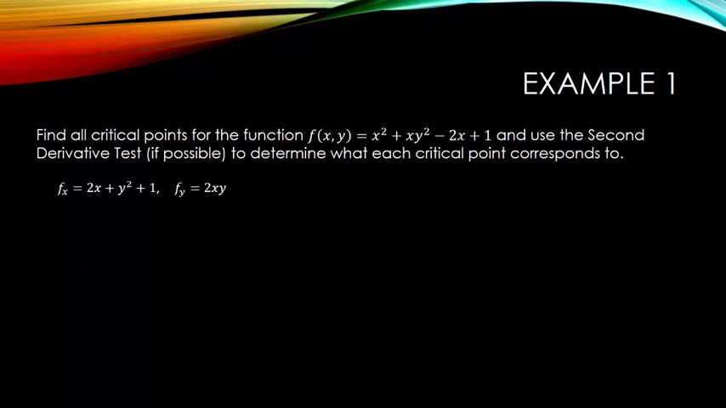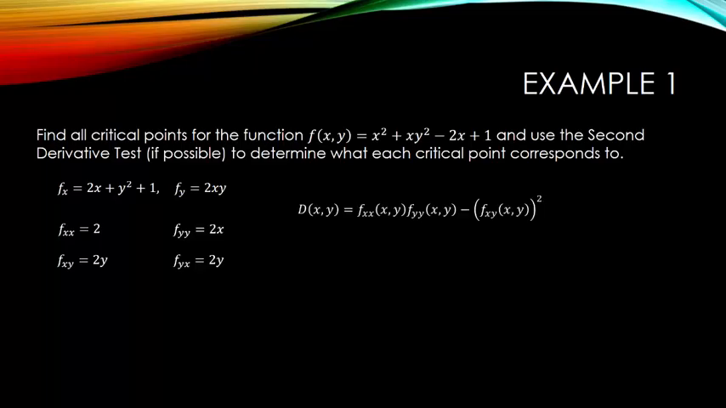Now I want to determine what type of points I have. Fxx is equal to 2. Fyy is equal to 2x. Fxy is equal to 2y, and Fyx is also equal to 2y. D of xy is equal to fxx at xy times fyy at xy minus fxy at xy quantity squared. This gives me 2 times 2x minus 2y squared.